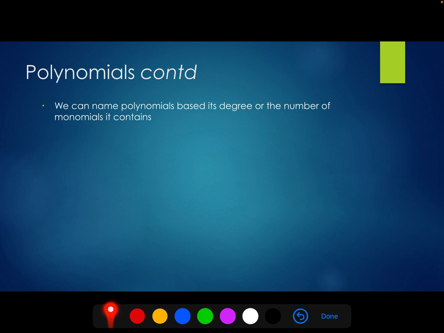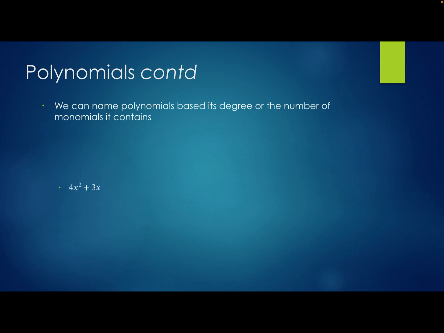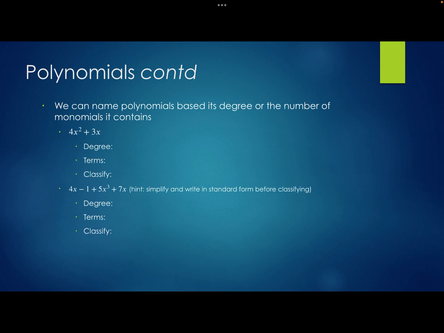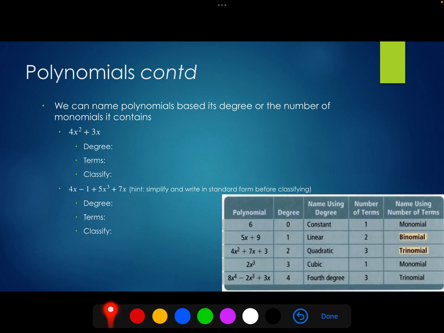Now we can name polynomials based on its degree or the number of monomials that it contains. So if we take a look at some examples here, and let's bring up our chart. This first example, 4x squared plus 3x. So first we want to find the degree of this polynomial. So remember, to find the degree of a polynomial with the same variables, we just take a look at the monomial with the highest degree. And in this case, it would be 2, right? So this polynomial has a degree of 2.